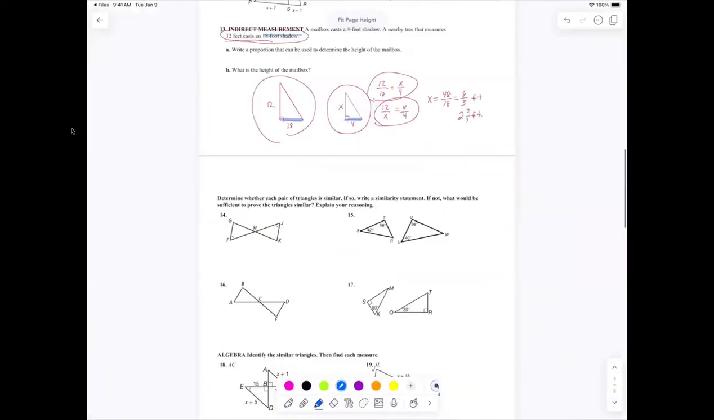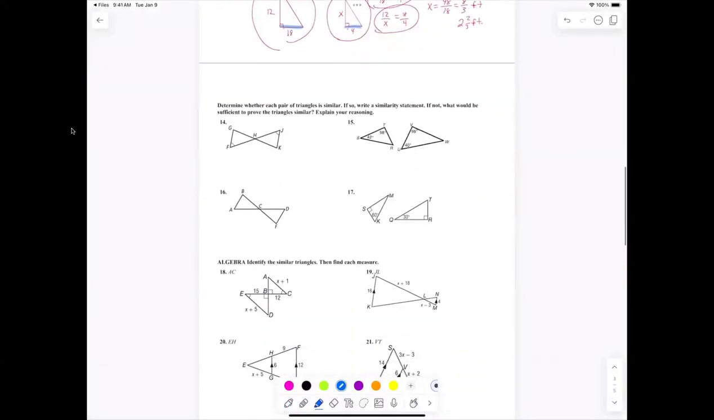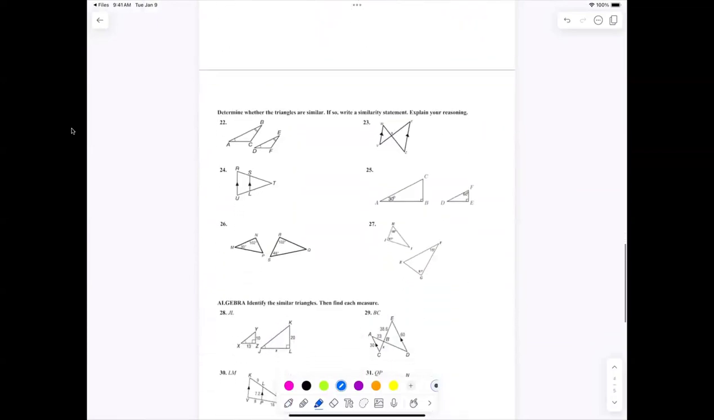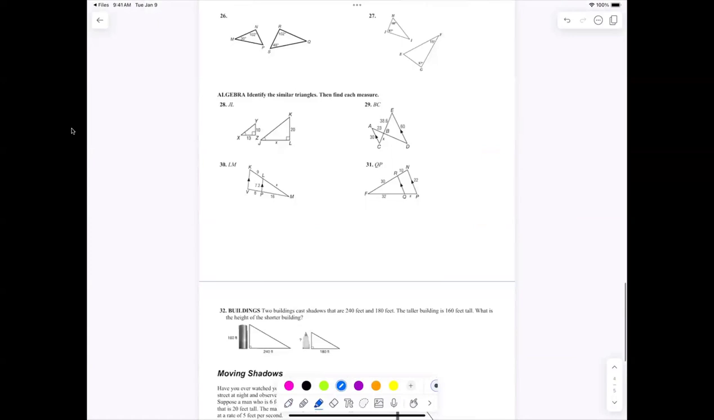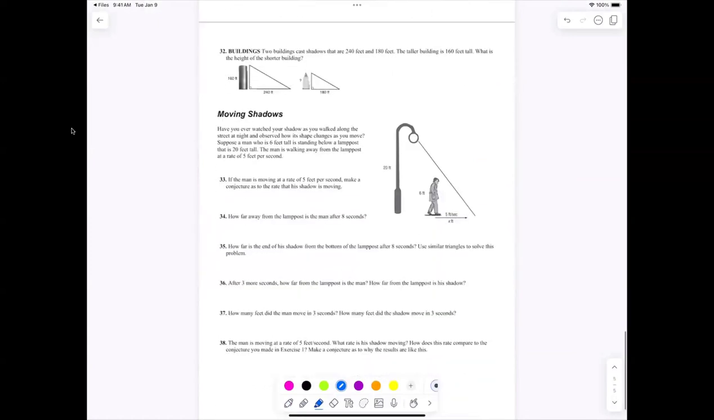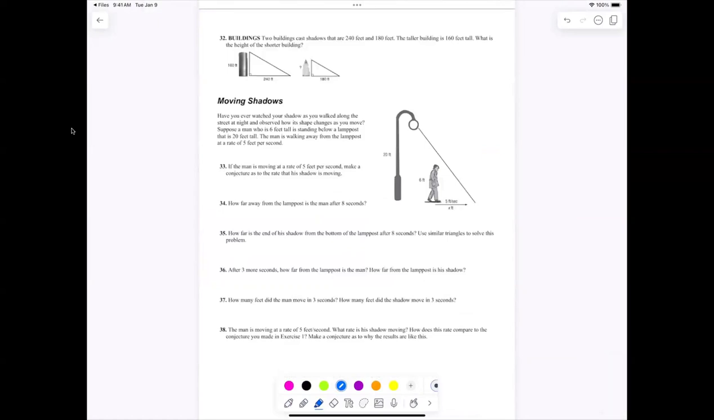All right, I think I'm pretty good now. You should be able to finish this up, set up the proportions, solve them out. I don't think there's anything hard. The moving shadows problem is interesting. I'd like everyone to try that. Make sure you're good.